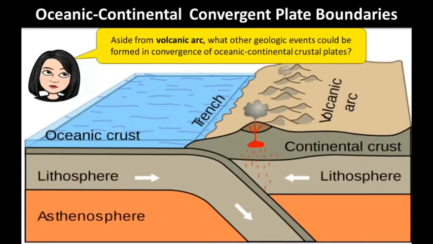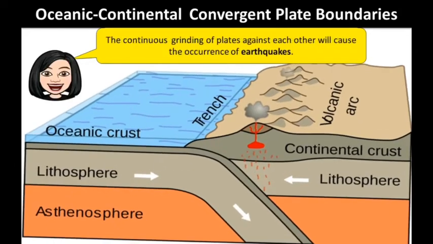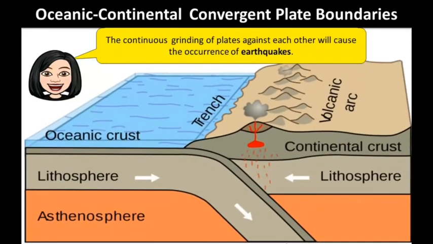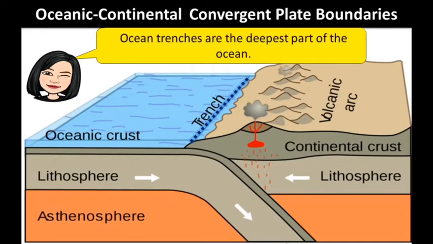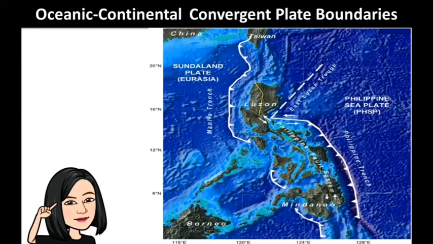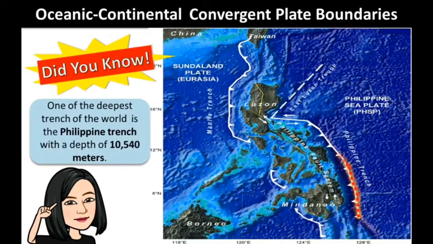Aside from volcanic arc, what other geologic events could be formed in convergence of oceanic continental crustal plates? The continuous grinding of plates against each other will cause the occurrence of earthquakes. One important geologic feature formed at the oceanic crust is a trench, also known as submarine valleys. Ocean trenches are the deepest part of the ocean. Did you know? One of the deepest trenches of the world is the Philippine Trench, with a depth of 10,540 meters.